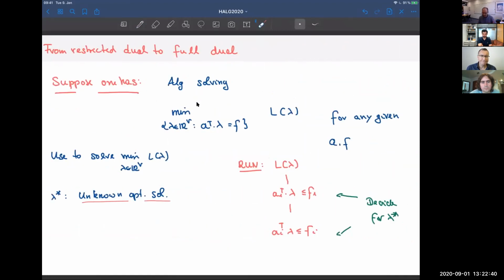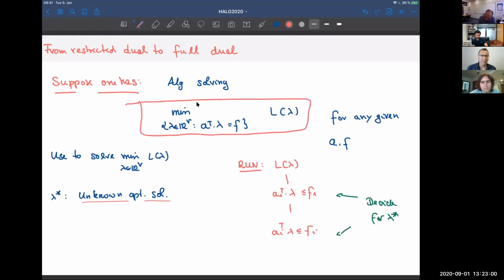Okay, and now here's the thing. Here is the heart of the idea of Plotkin, Shmoys, and Tardos. So suppose you can solve the restricted Lagrangian. And what do I mean by the restricted Lagrangian? By this, I mean this.